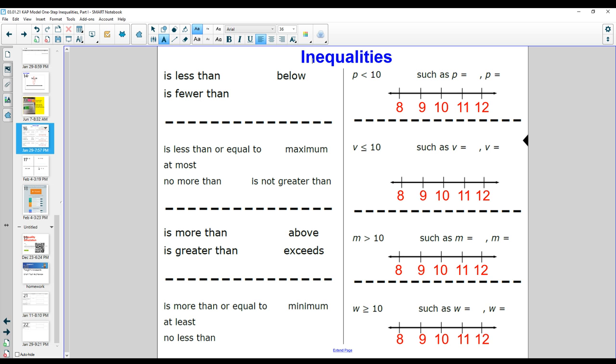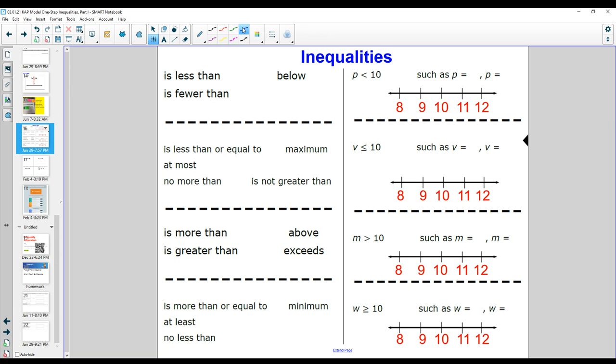This is the study of inequalities. You have learned this since elementary school, maybe first grade, I believe, like the less than and greater than symbols. So there are keywords like less than, fewer than, and below. They all mean the same thing. Those are numbers that are going to be less than 10.